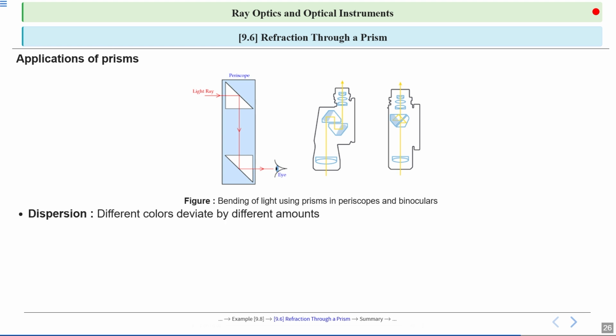So next we have the concept of dispersion. Dispersion occurs because different colors of light deviate by different amounts when passing through the prism. This is why we see a spectrum of colors like a rainbow when light is refracted through a prism.